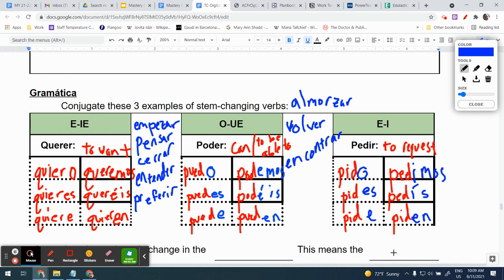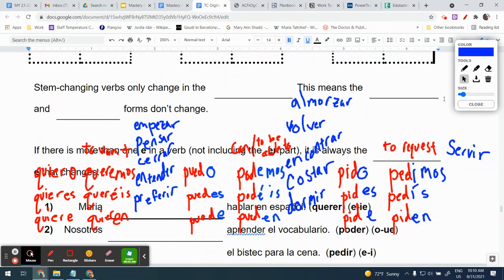The other two are costar, which is to cost. Costar, I should only ever see third person for. That an item costs or items cost. You don't cost things, or I'm concerned about your life choices. And the other choice is dormir, to sleep. Okay? E to I, the only other one you know right now is servir, to serve. Okay? Moving down.